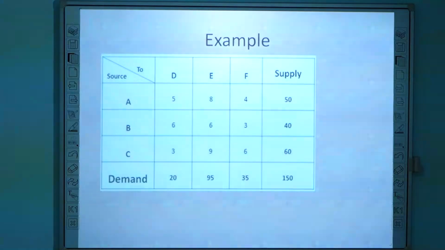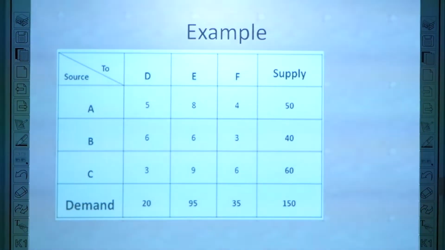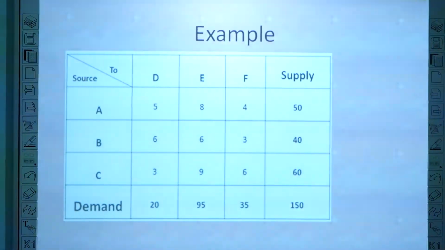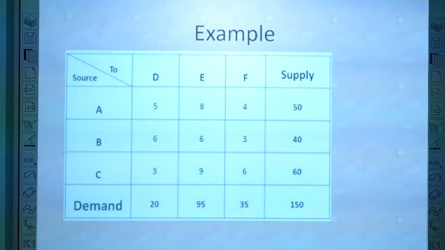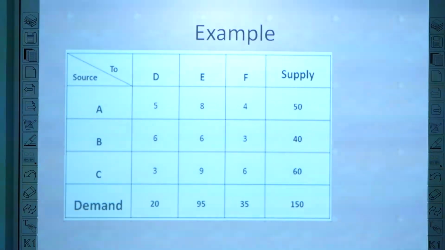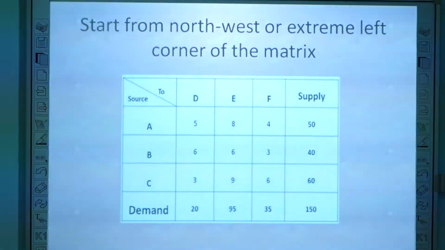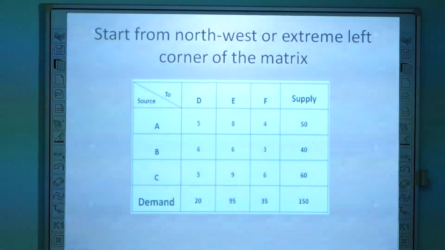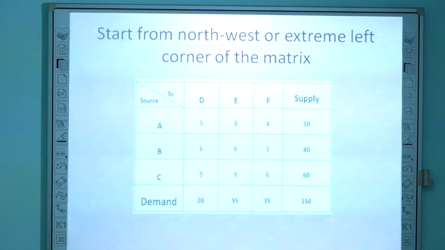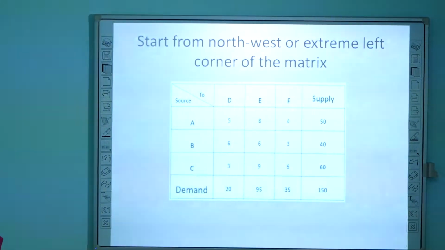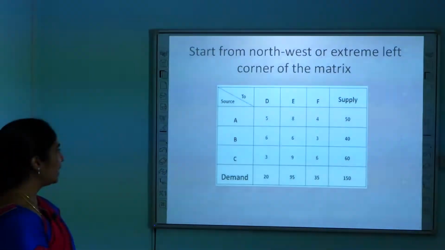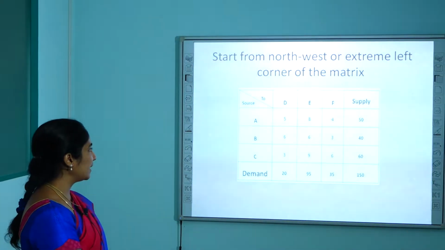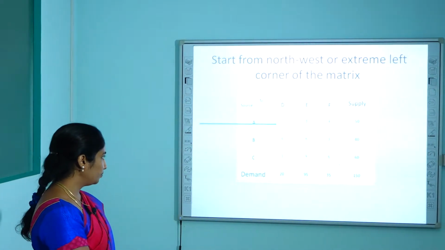This is the example problem for the northwest corner method. Here we have supply and demand values, 3 sources and 3 demands. Here we start from the northwest corner or extreme left corner of the matrix. Here the top corner of the matrix cell is AD. So, we select the cell AD.